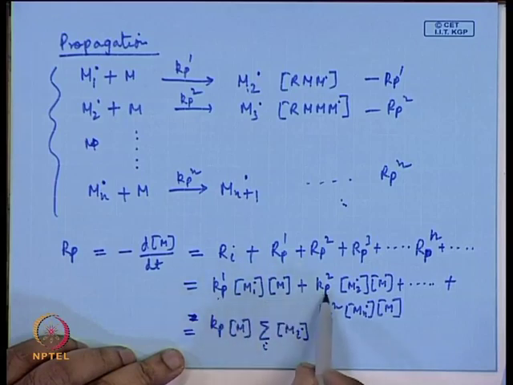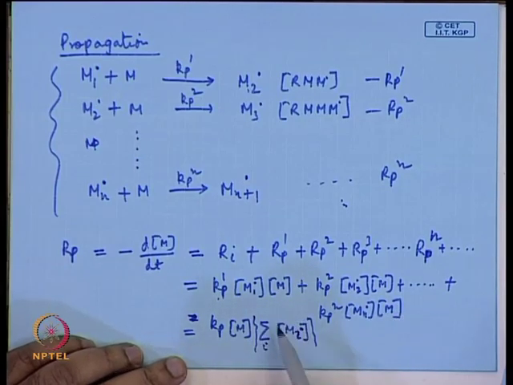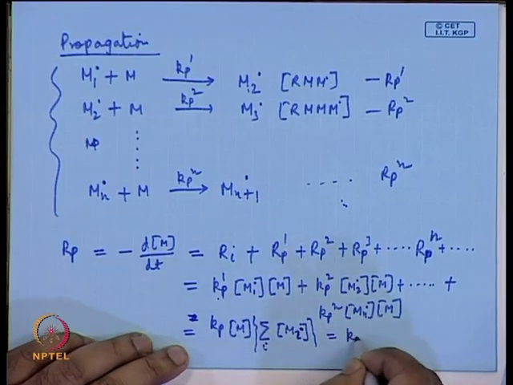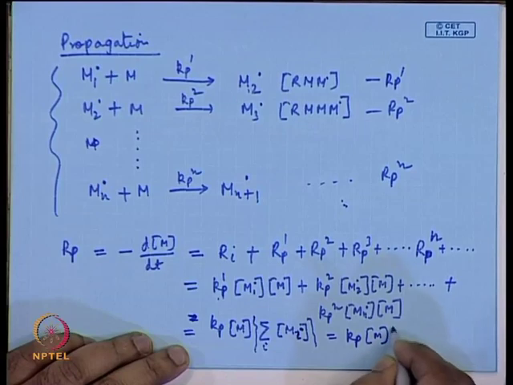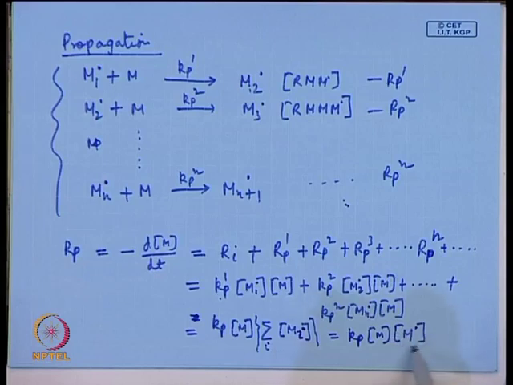So, these are all the same: Kp1, Kp2, Kpn. I can take it out, and then m is present everywhere. So m is also taken out, and a summation of all the other terms: m1 dot, m2 dot, m3 dot. So this is M dot. This term I can simply write as Kp m, M dot. M dot is the summation of the concentration of all the propagating radicals present in the reaction medium.